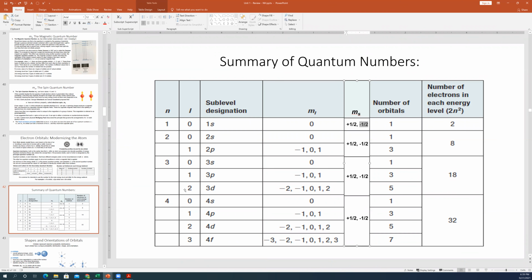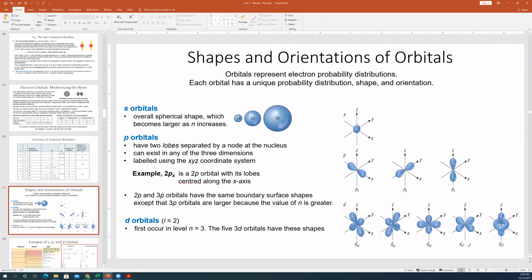Okay, so that's how many electrons are found at that energy level in these various orbitals that are designated by 2s, 2p, 3s, 3p, 3d, and so on and so forth. And just keep in mind that each of these orbitals has a unique shape and a unique orientation in space, and the probability of finding the electron somewhere in this space is described by these orbitals in these lobes.